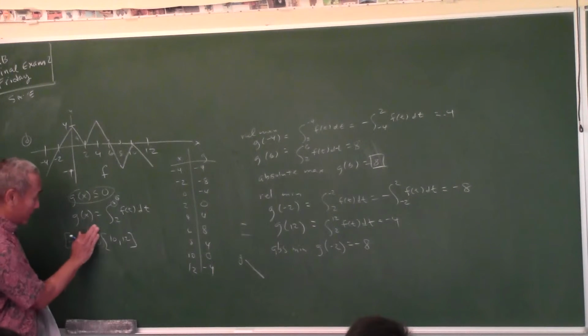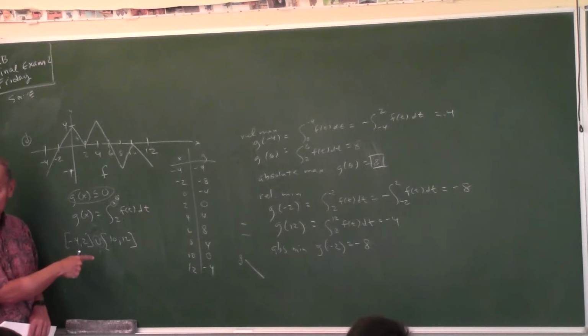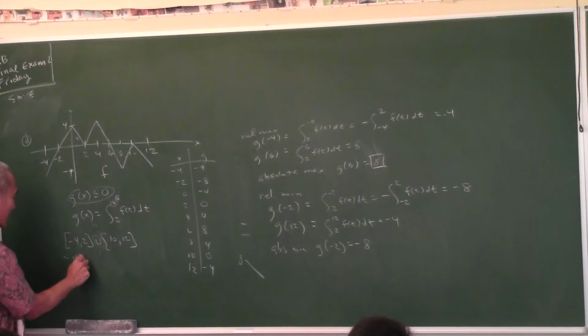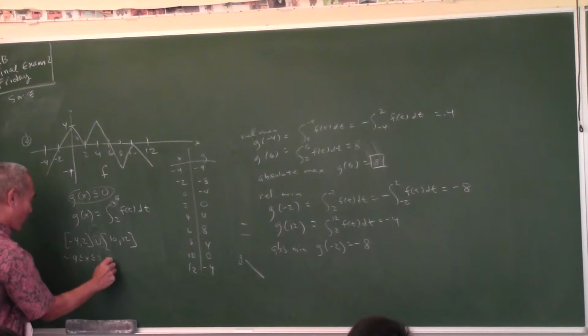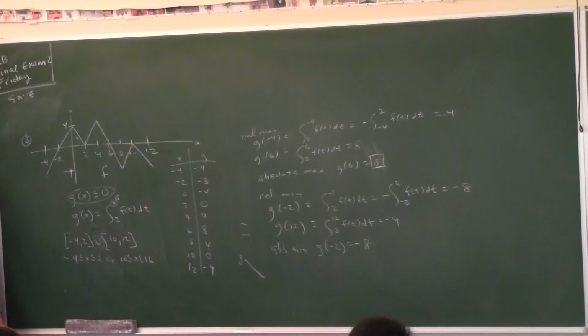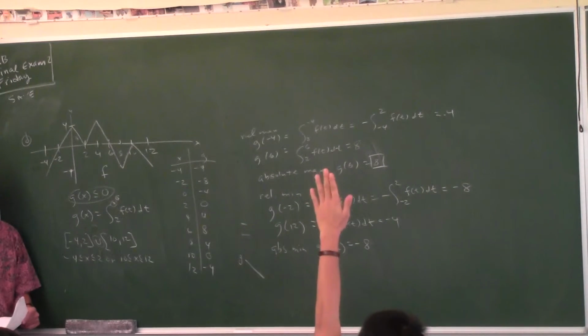Well, this is the correct notation. Negative 4 is less than or equal to x is less than or equal to 2, or 10 is less than or equal to x is less than or equal to 12. Yeah, that's right. So this is correct notation, that's correct. But if you don't know, just put a comma. Do not use the word and. So then we correct it.